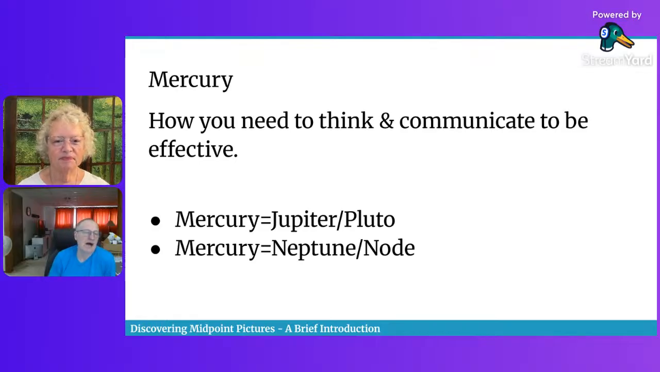All right. Now, obviously, Mercury, that's kind of an easy one. This is how you need to think and communicate to be effective. It also represents the cognitive part of you, how you learn, how you process information, maybe some of the early mindset that you chose to have as a result of growing up in your particular family situation.